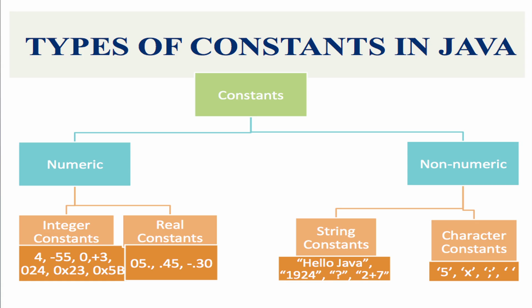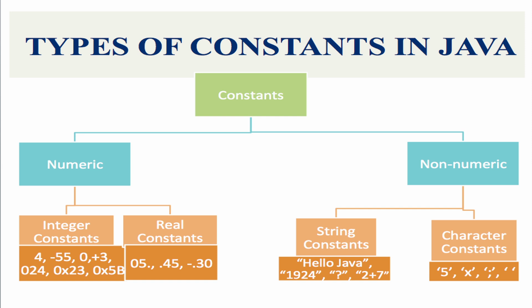You already know the string and what is the use of string. It is enclosed inside double quotes, and we write it accordingly, while character constants are written inside single quotes. Like you can see here, 5 is written inside single quotes, as well as x is written inside single quotes. Those character constants will be written inside single quotes. However, string constants will be written inside double quotes. So these are two categories, string constant as well as character constant.